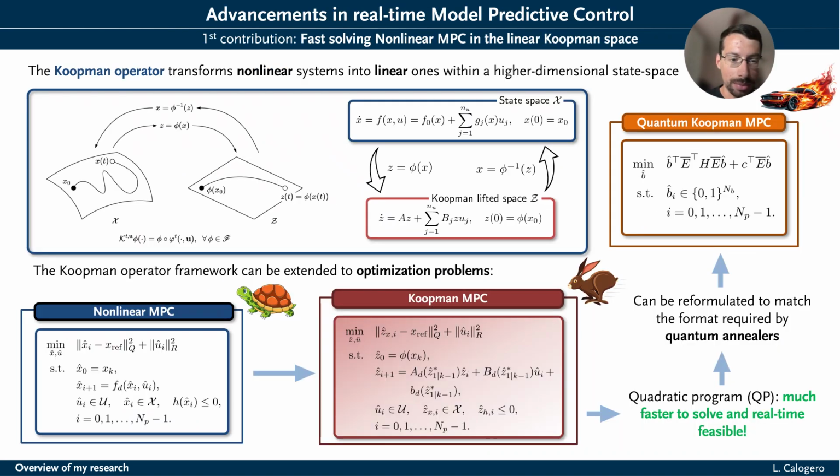And to this end, my first contribution consists in solving nonlinear MPC problems using the Koopman operator. The Koopman operator is a mathematical tool that allows to transform nonlinear systems into linear ones just within a higher dimensional state space. And so we thought of extending this Koopman framework to optimization problems, so to transform nonlinear MPC problems into linear quadratic MPC within this Koopman space, as you see here in the slide, which can be solved much faster and, importantly, is real-time feasible. Moreover, this approach is very interesting because it allows to reformulate the problem in the format required by quantum annealers, which are quantum computers that can exceptionally reduce the computation time even further.